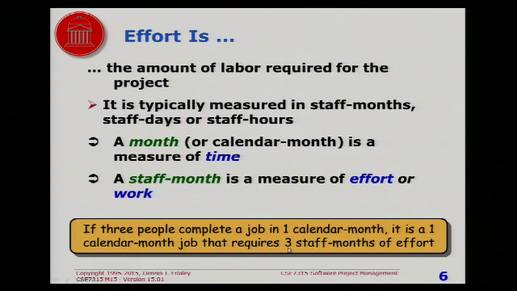Because it takes 3 people to get it done in 1 month. So it's important to understand the difference. A month is a measure of time. A staff month or person month or man month or whatever is a measure of work or effort.